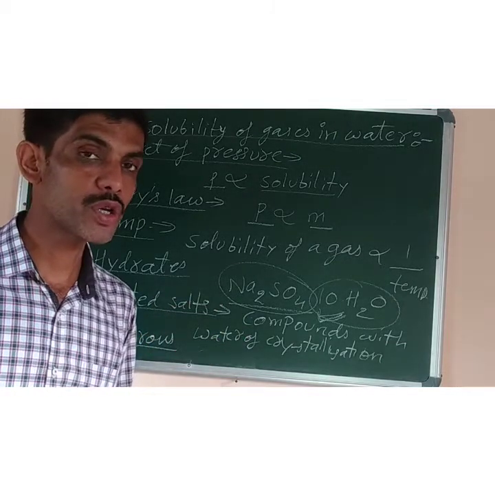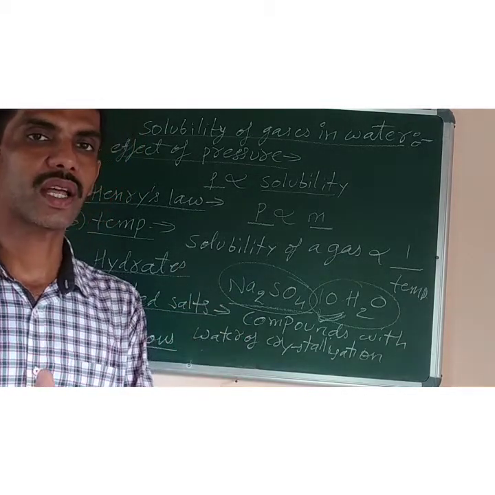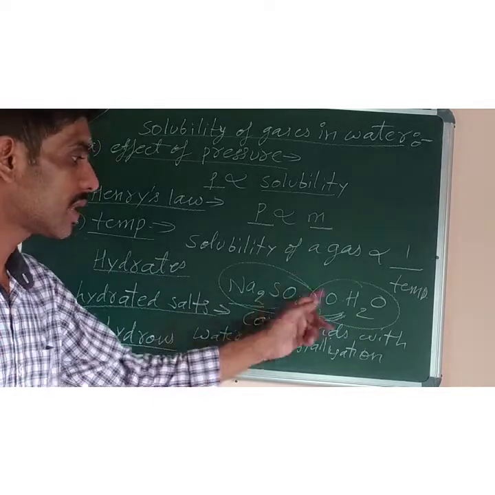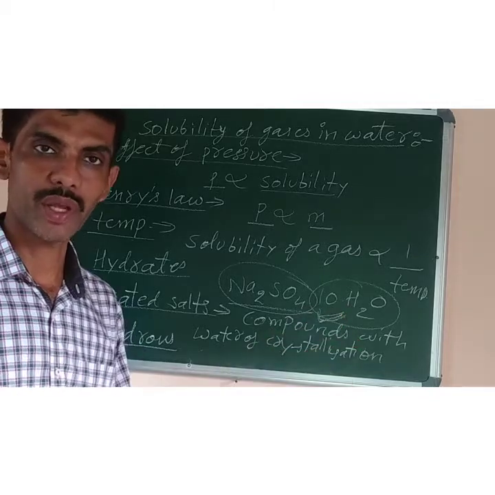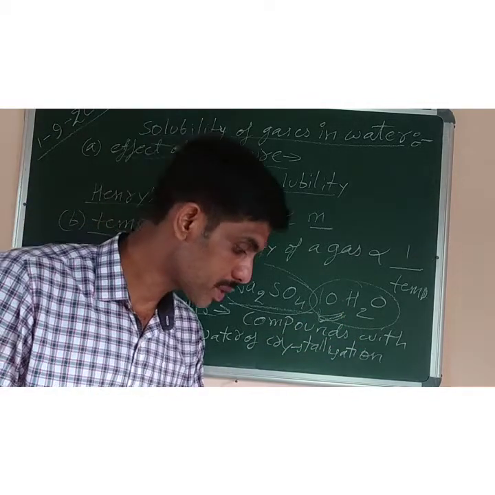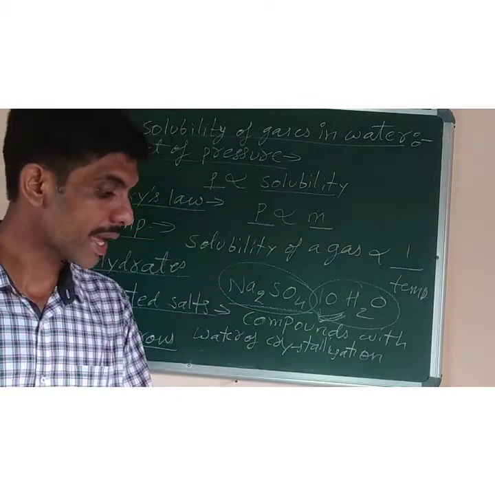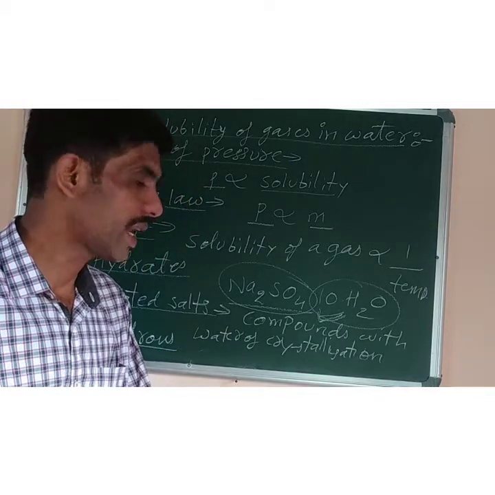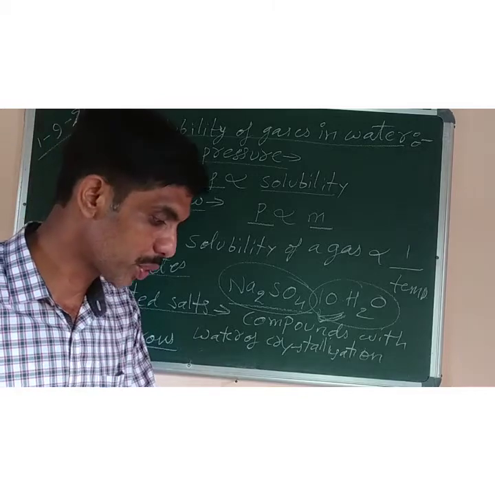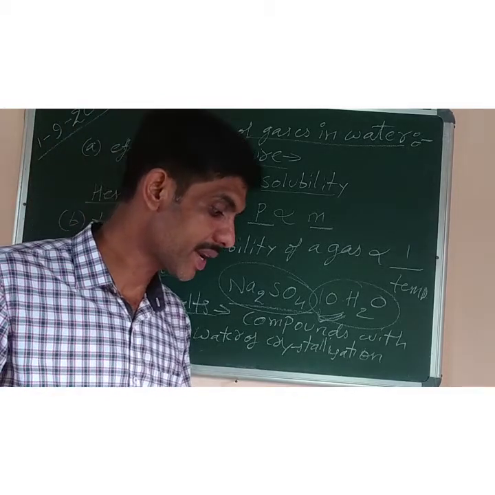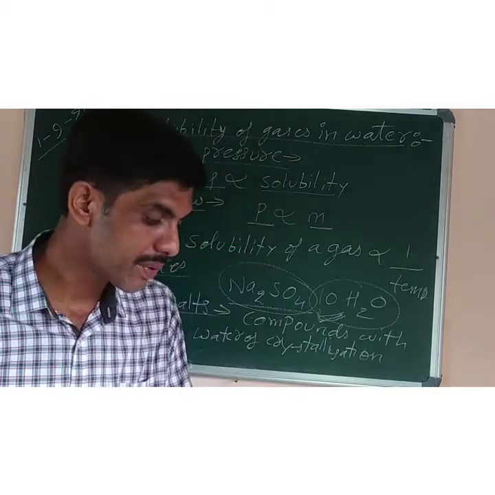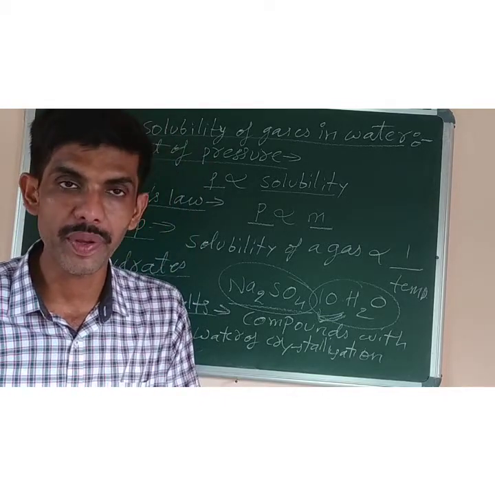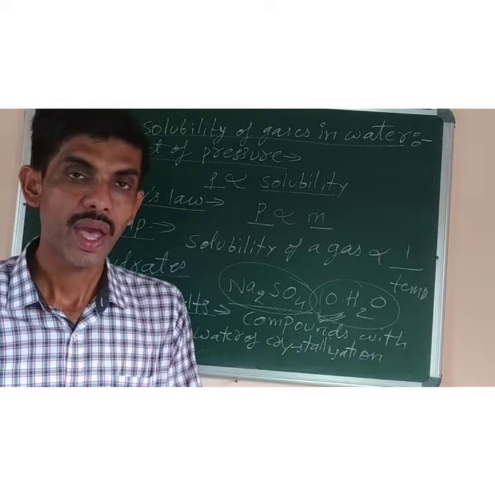It means compounds will show changes in color when they are heated because of the loss of this water of crystallization from their molecules. So I will give some examples which are given in the book. Number one, sodium carbonate decahydrate, Na2CO3·10H2O. The common name is washing soda. So you should write this in your copy and learn it, the common name and their formula.